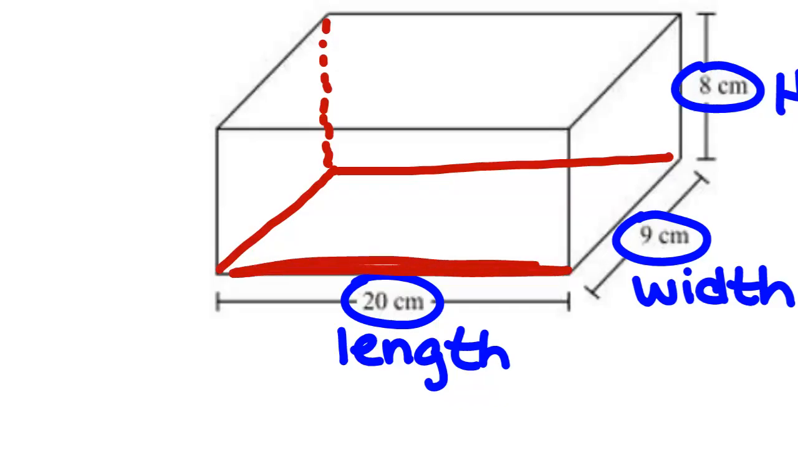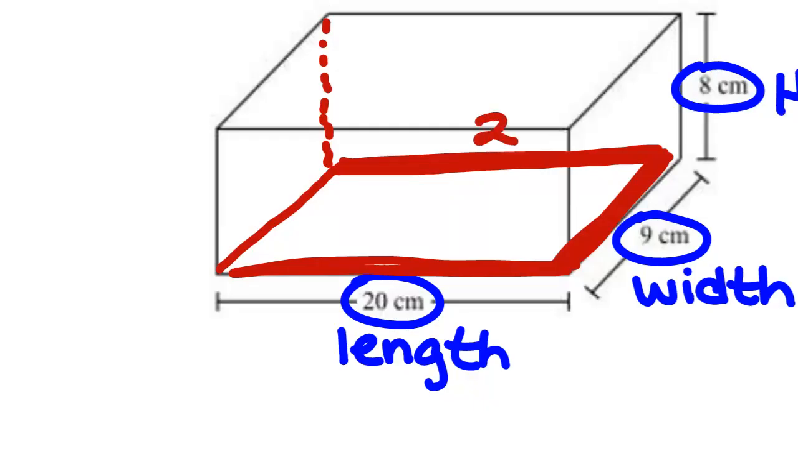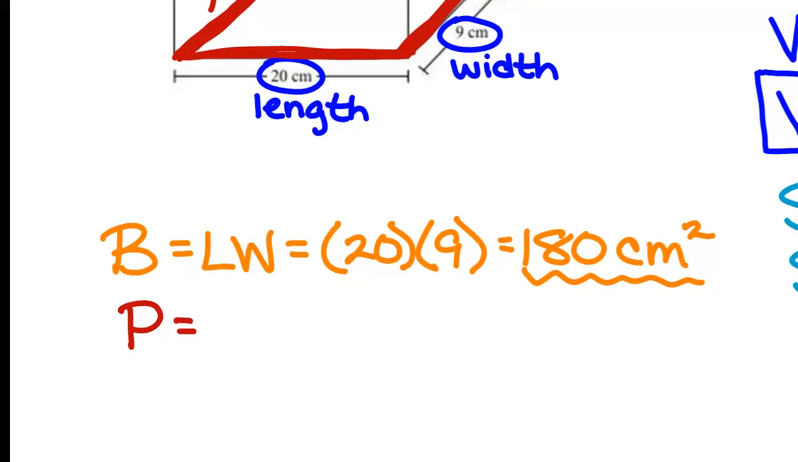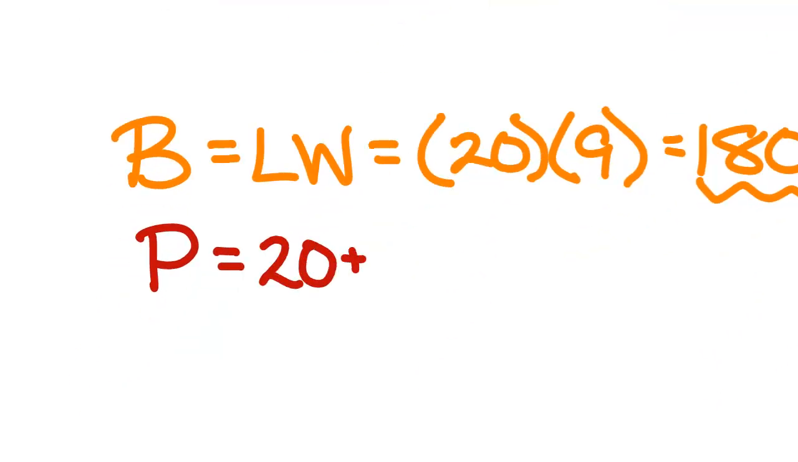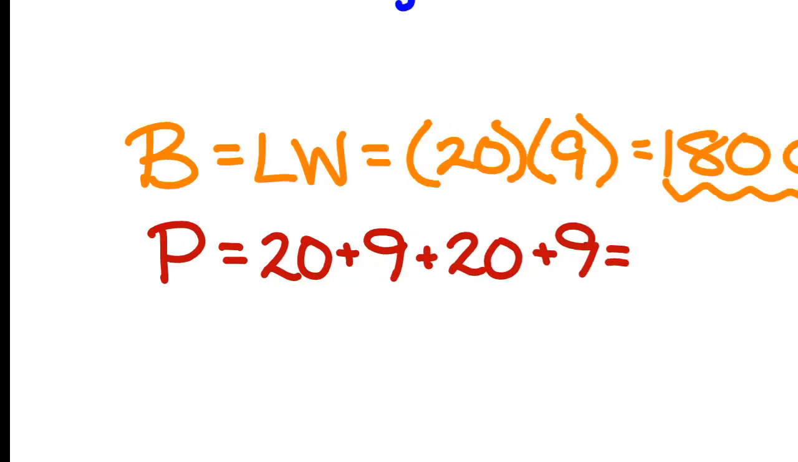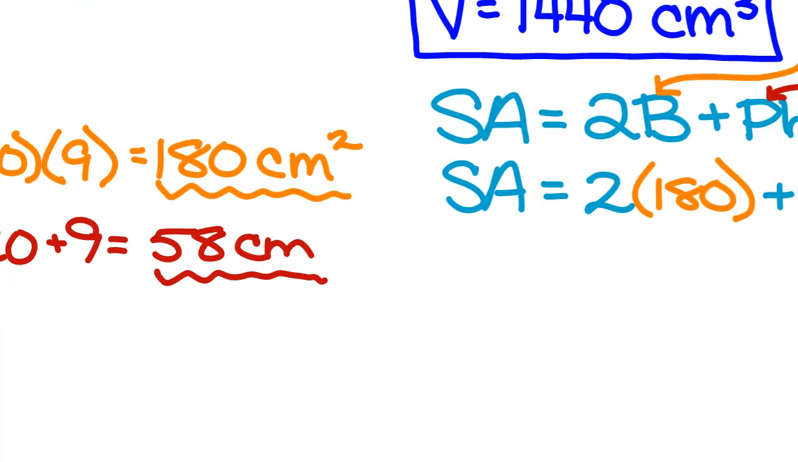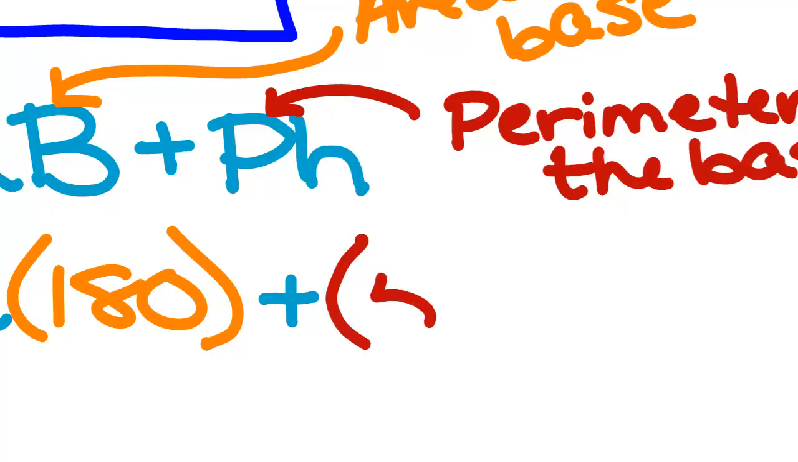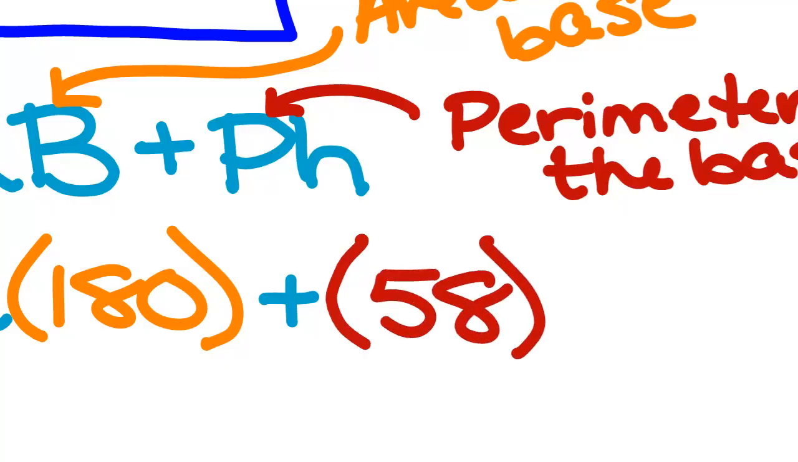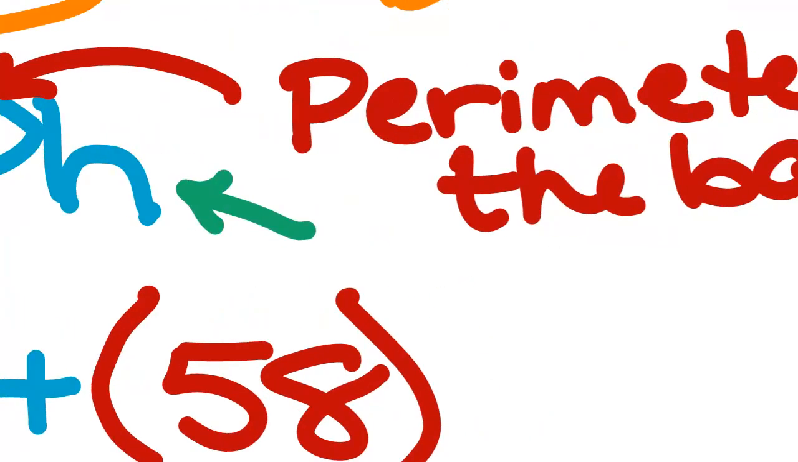Yep, 20 plus 9. And then the back side back here would be another 20. And this side over here would be another 9. So we would do 20 plus 9 plus 20 plus 9. And what would that give us? 58. 58 centimeters for our perimeter. So I'd put 58 here in the place of P. And then the H is the height of the prism.